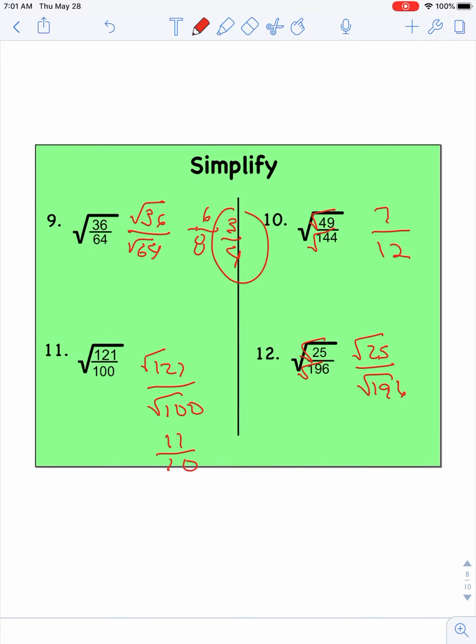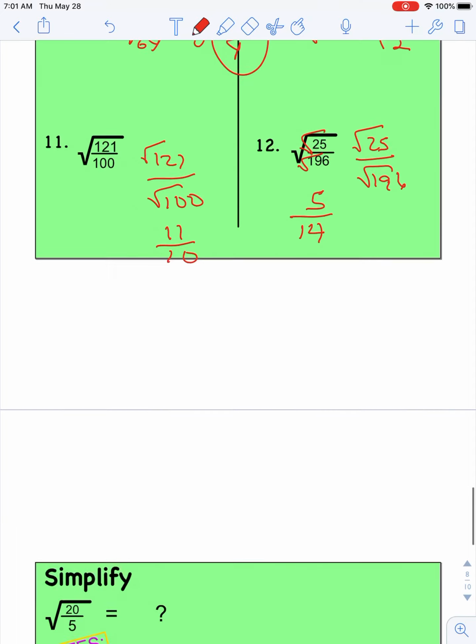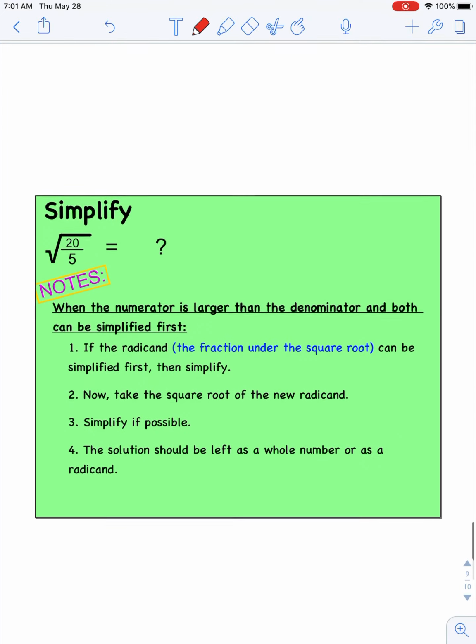Okay, so now the square root of 25 is 5, and again, if you don't have all these memorized, like the square root of 196, well then just type it in your calculator. But the square root of 196 is 14. Okay, all right. Last scenario.